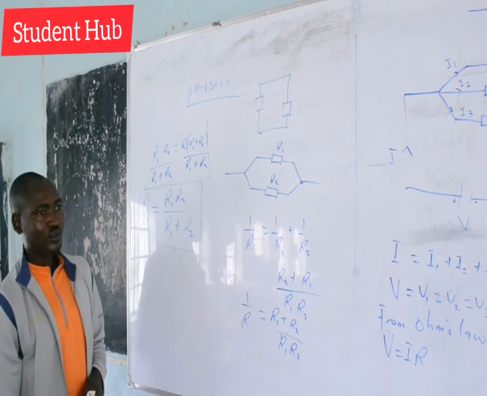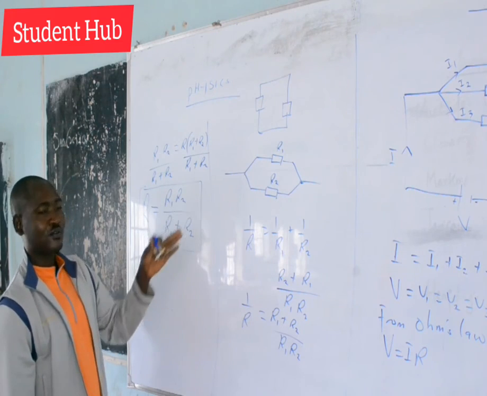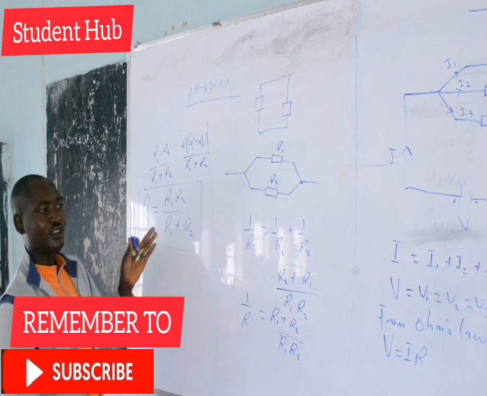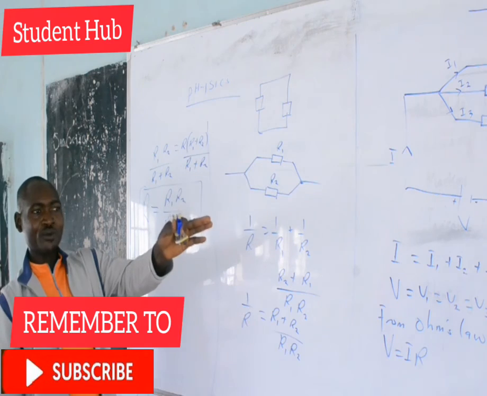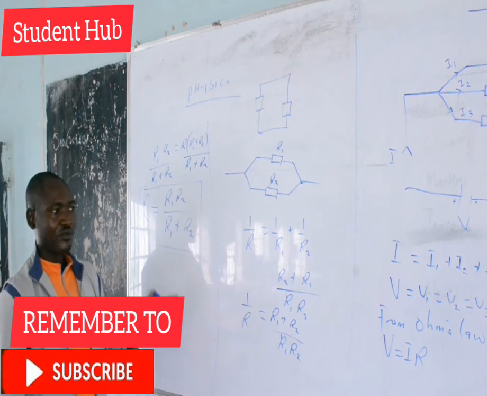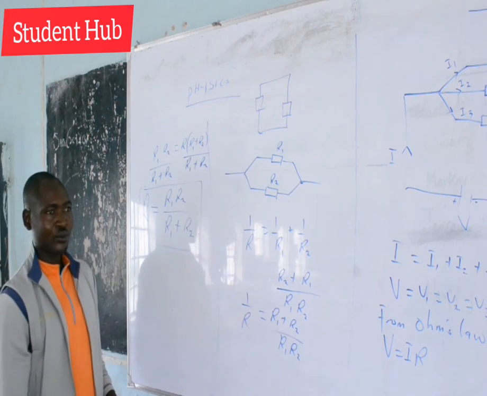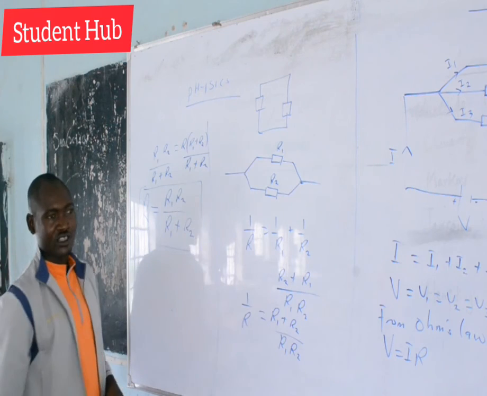So if you want to solve a question having two resistors, this is the formula you use. But that one is not applied when we have more than two resistors. If you have more than two resistors, you use the other formula, 1 over R equals 1 over R1 plus 1 over R2, and so on, depending on the number of resistors you have.